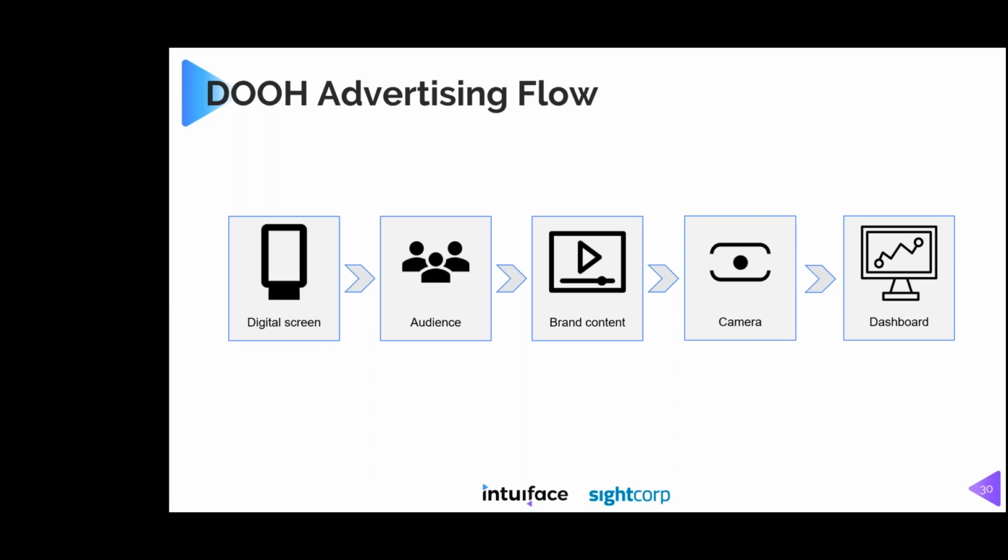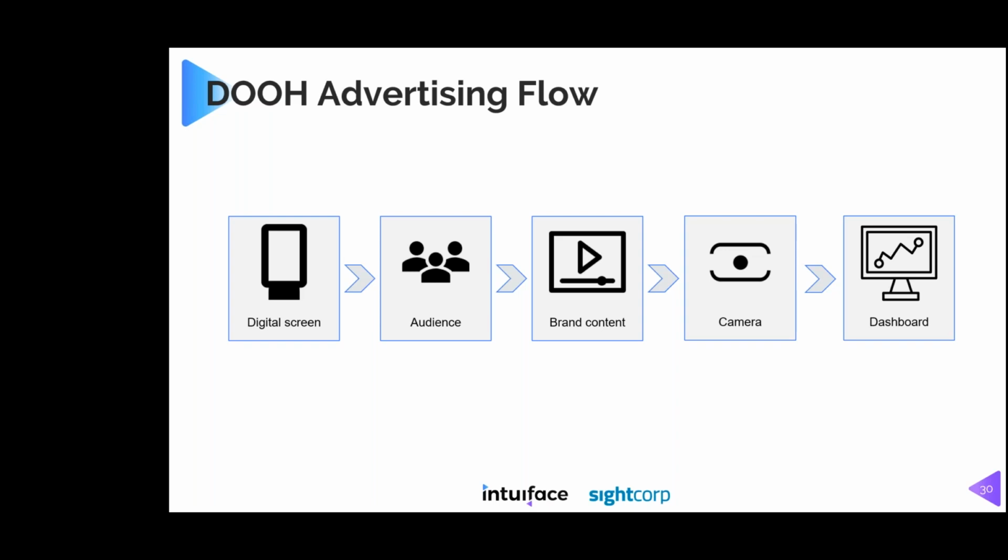All right, so yeah, to bring it into context for the media owners and the advertisers, and also show how the flow works in a little bit more detail. As a first step, of course, we have the digital screen, which is owned by the media owner. Then there's the audience, which approaches the screen. And then we have the brand content, which is provided by the buyer or the advertiser.